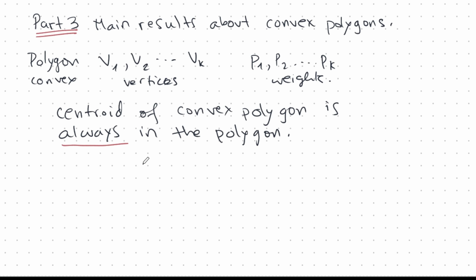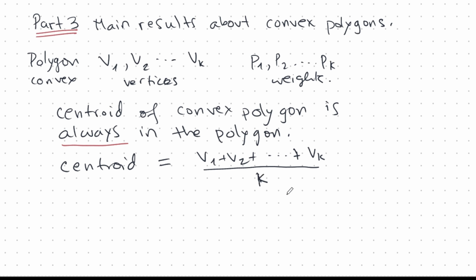Well, it could be on the boundary if it's a degenerate polygon, but it's always in the polygon. Okay, and remember, centroid is when all my weights are 1. So it's v1 plus v2 plus all the way up to vk, over k. I add the number of vertices up and I get k. So that's my centroid. This point is always inside the polygon. This is a profound truth, and it has many amazing spin-offs that we will examine soon.